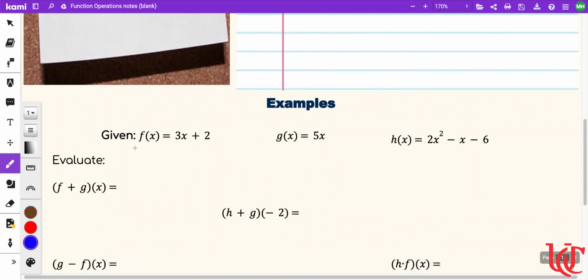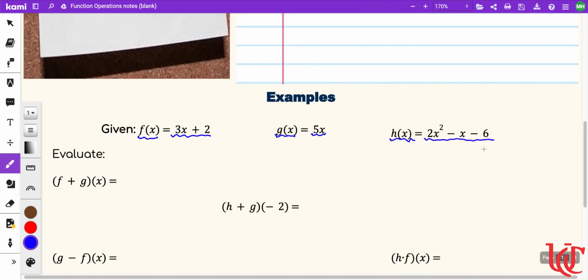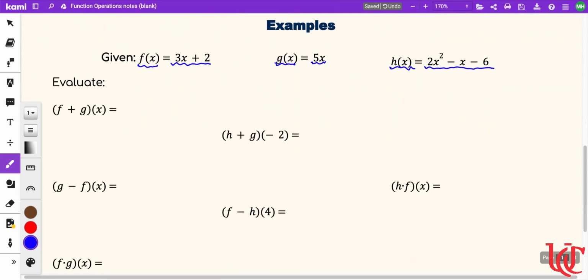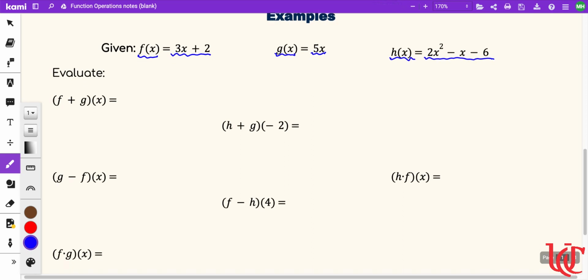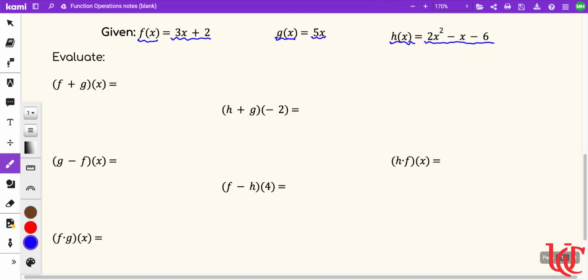All right, so we still have the functions. So I have f of x equals, and the right equivalence is 3x plus 2. g of x is going to be 5x, and h of x is equivalent to 2x squared minus x minus 6. And then we have a whole bunch of things that we're going to be doing. Order matters in a lot of cases. We're not going to do all of them. The ones that we don't do, I do request that you do them yourself before you check the answer key that will also get uploaded, and see how you do.